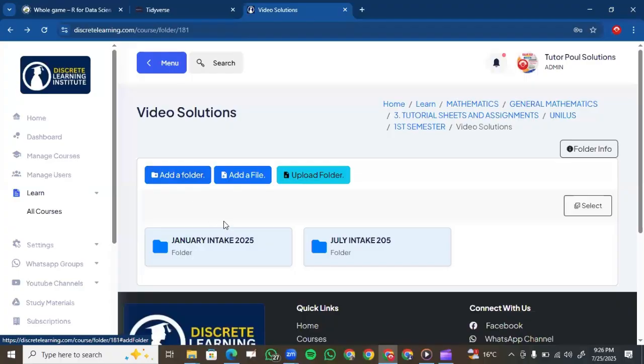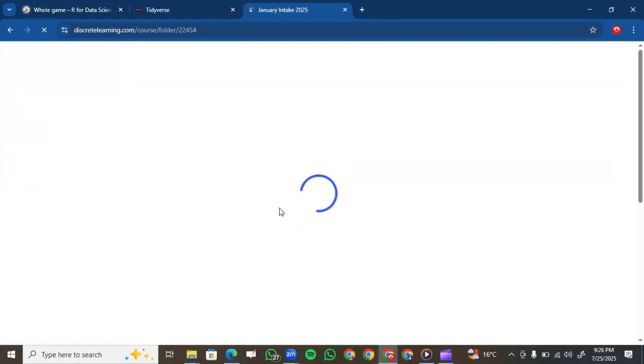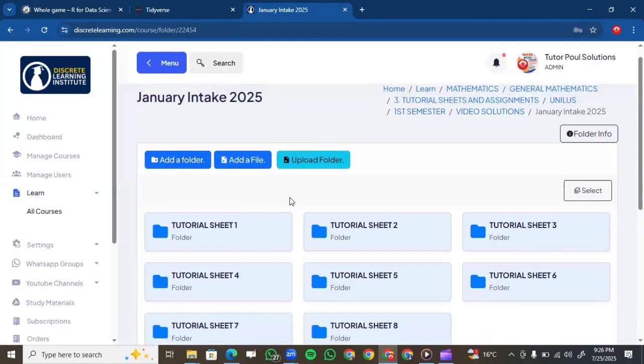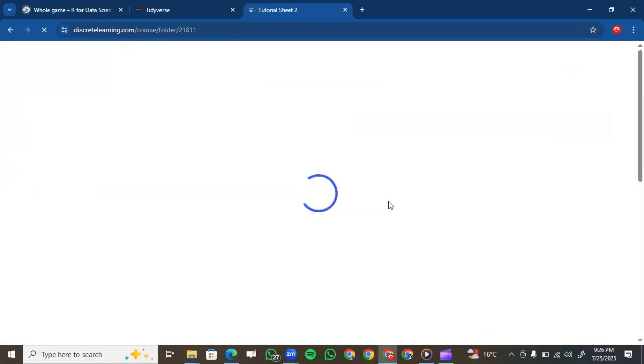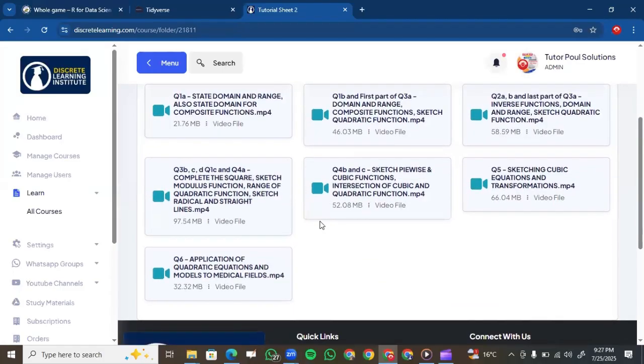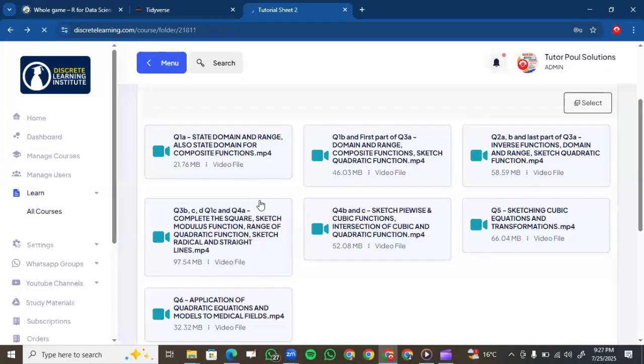And then if you like to learn on your own, you can go in the January intake. You'll find videos on all the tutorial sheets. From tutorial sheet 1, which is algebra, the next tutorial sheet will be on functions. I'm very sure they're not going to change a lot of questions in that tutorial sheet. You can open tutorial sheet 2 here, which is on functions. You're going to find the videos on functions, where we solved all the questions for that topic.